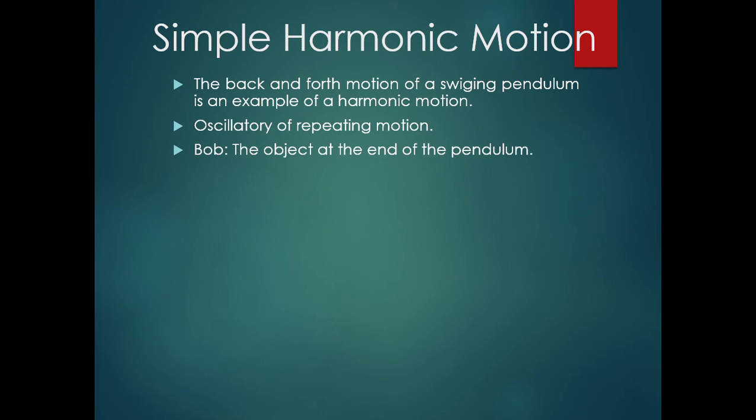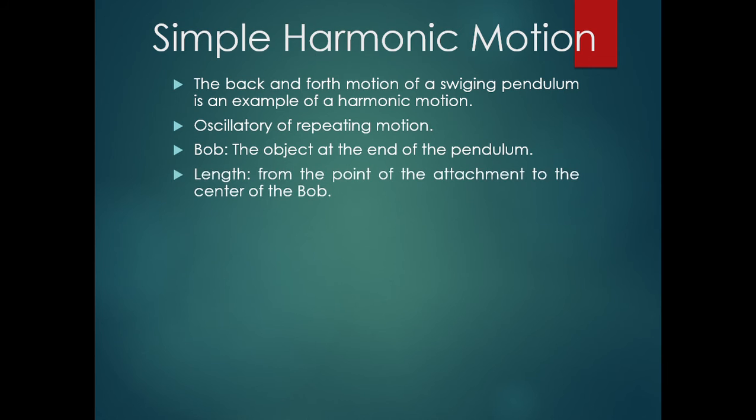And this is something very interesting. You will find the word bob in several harmonic motion or pendulum models. Just so you do not get confused, let's have this concept very clear. The bob is basically the object at the end of the pendulum. That is a very curious fact that you have to take into account.